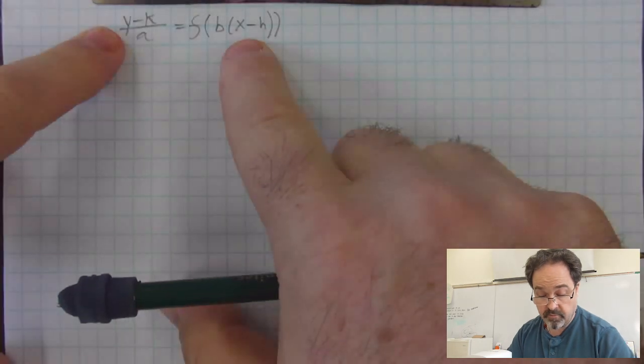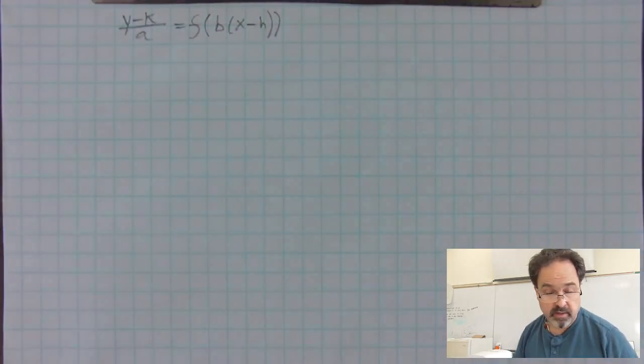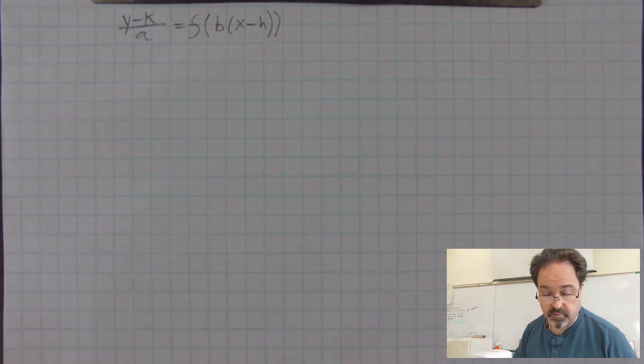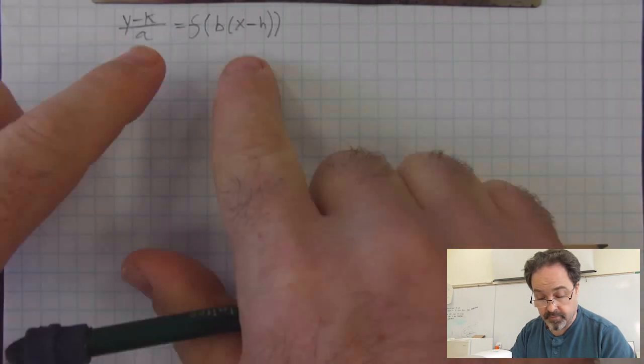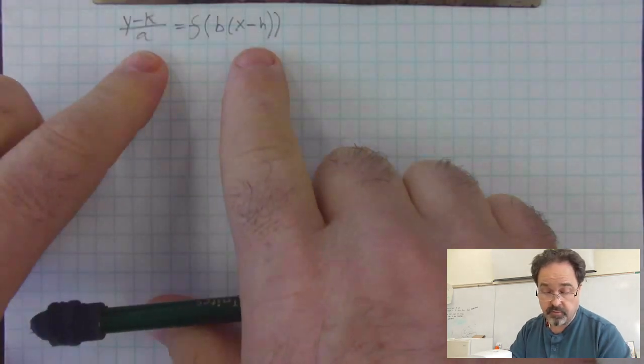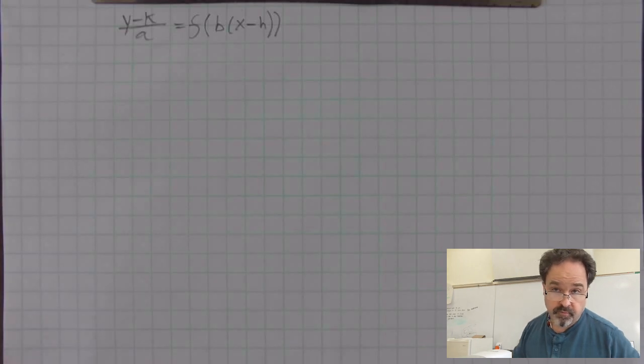The variables in this equation are x and y. F can be any function: sine, cosine, tangent, squaring, cubing, exponential. The other letters in this equation are parameters, and each parameter affects the function in the graph in a different way and performs a different transformation.